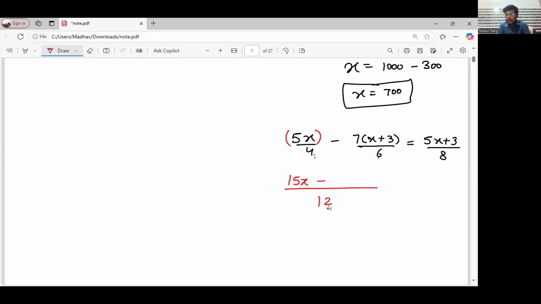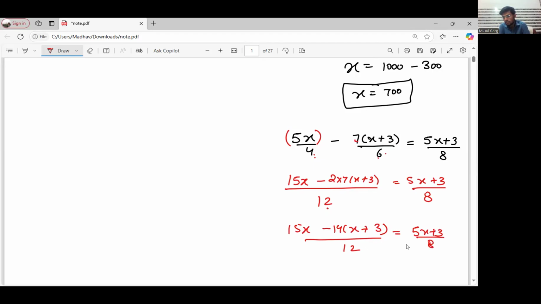Minus, you will divide 12 by 6, you are going to get 2. 2 multiplied by 7 into x plus 3. So 2 into 7 into x plus 3. I'm just writing one more step so that you can easily get it. ठीक है, बाकी 10th पे तो आप लोगों को ये आना चाहिए. 14 into x plus 3 upon 12 equals 5x plus 3 upon 8.